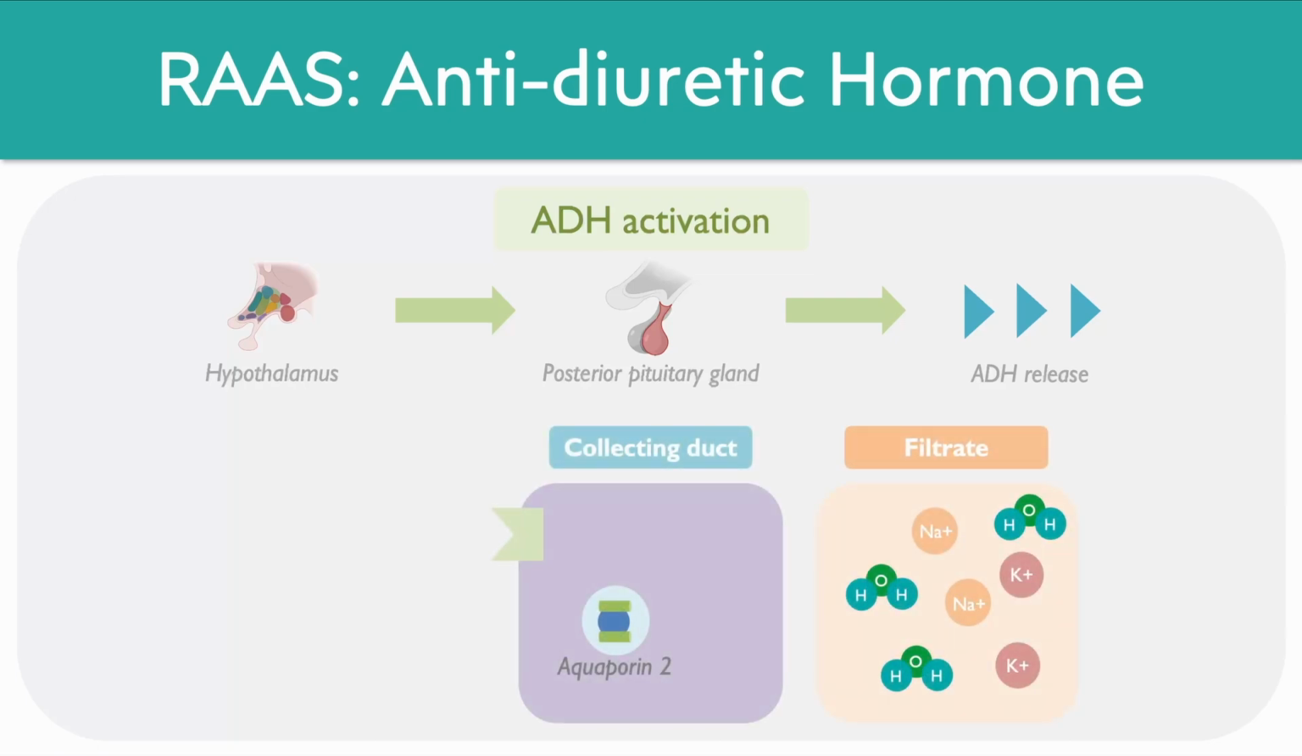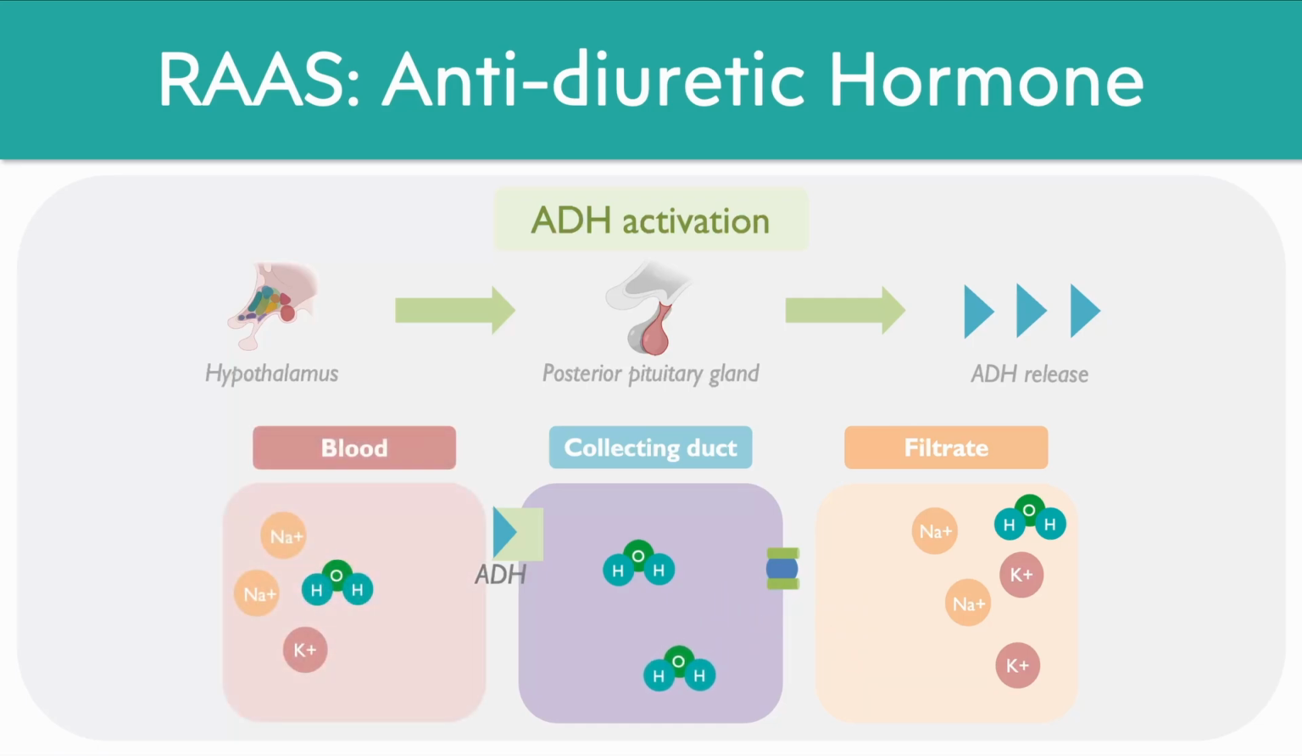To illustrate this, ADH binds to its receptors on the collecting ducts, which triggers aquaporin 2 channels to fuse with the cell surface membrane. Water is then reabsorbed from the filtrate back into the collecting ducts via these aquaporin 2 channels, and eventually back into the blood via channels on the basolateral side of the membrane. Just like in the case of aldosterone, you can see that the net effect is therefore to increase water reabsorption, which helps to drive an increase in blood pressure.